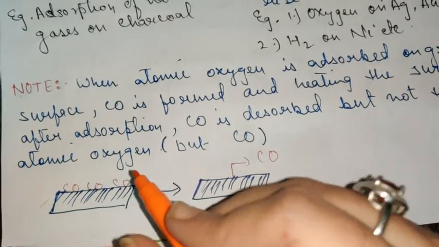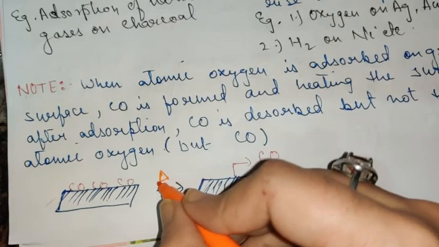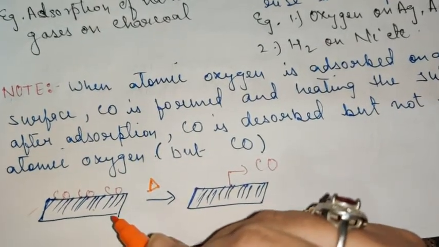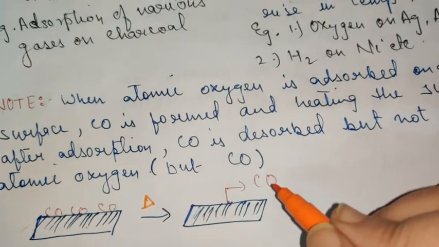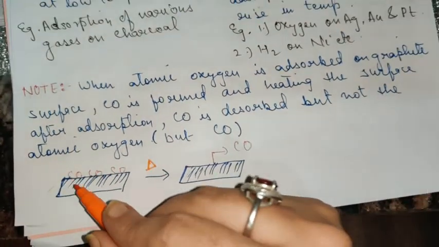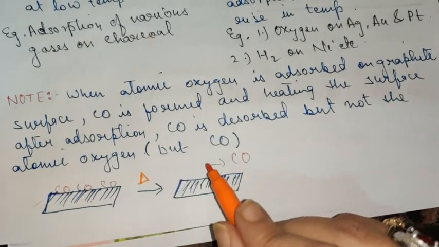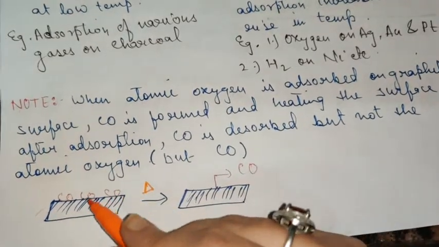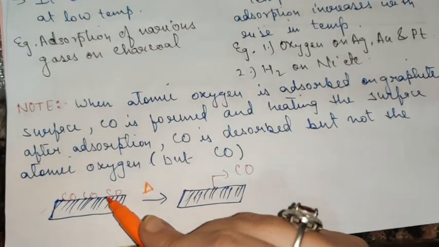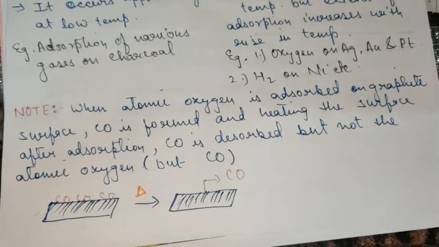Now when you heat it or try to desorb it, the product that will move out will be carbon monoxide. For adsorption you took oxygen, but when you are desorbing it, carbon monoxide is desorbed, not oxygen, because the reaction has occurred. So this indicates chemisorption, where some new product is being formed, which is a chemical change.